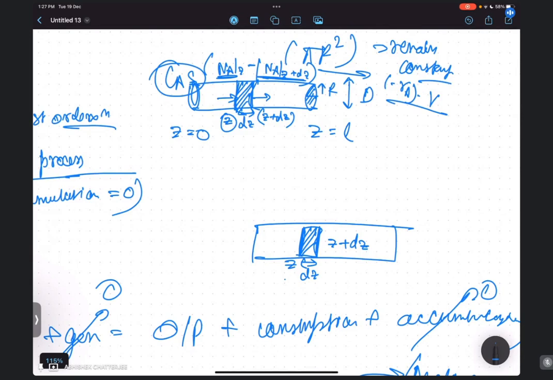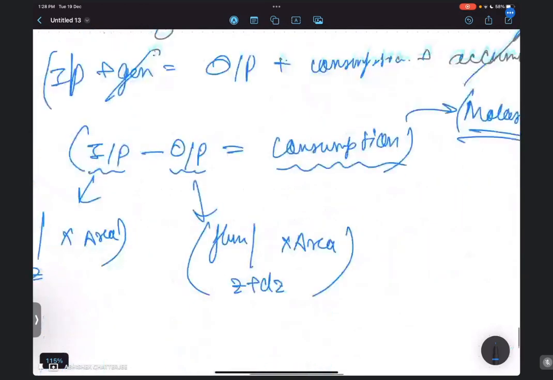We are saying that this loss in the flux that is taking place will in turn be equal to the consumption that is happening. Because this loss of flux is happening because of your surface reaction, so we will equate it with the rate of your surface reaction. ठीक है?